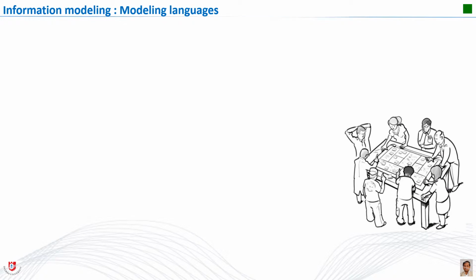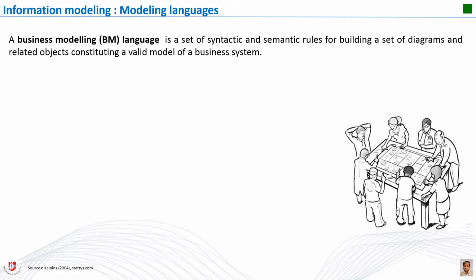Modeling is an integral part of complex software system development projects. The purpose of models ranges from assisting developers and customers to communicate, to test case generation or automatic derivation of the developed system. A business modeling method is defined by a business modeling language, the set of syntactic and semantic rules for building a set of diagrams and related objects constituting a valid model of a business system.